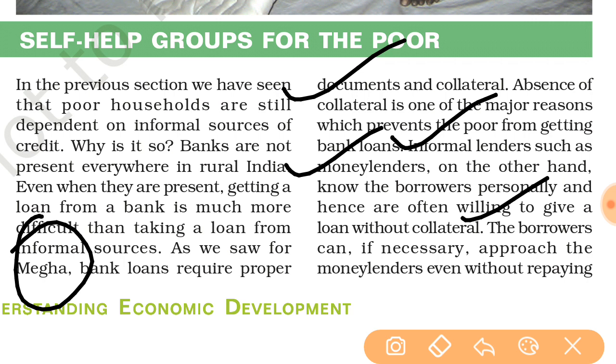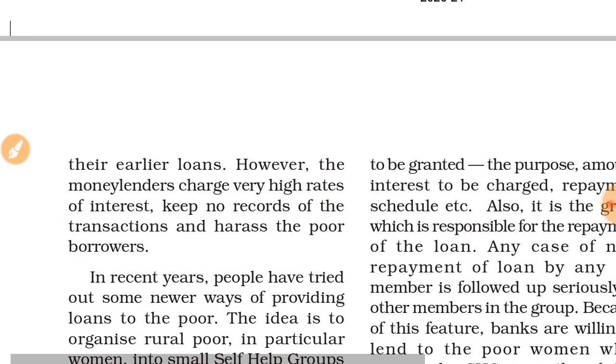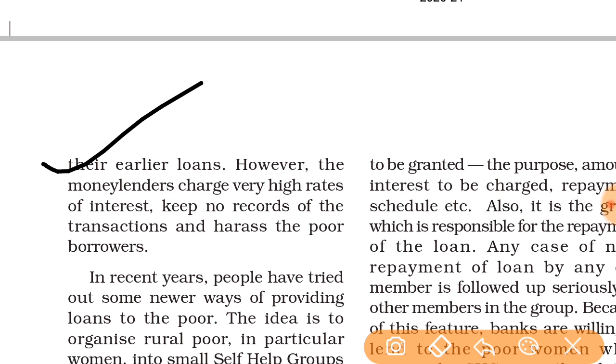The borrowers can, if necessary, approach the moneylender even without repaying their earlier loans. However, the moneylender charges a very high rate of interest, keeps no records of the transaction and harasses the poor borrowers. The informal sources know the individual, so they never ask for collateral. Suppose a person who took a loan from a moneylender is unable to repay and approaches again for a loan, the moneylender gives it, but never takes it on record. That is why when the borrower is unable to repay, at that time they use unfair means to get the money back.